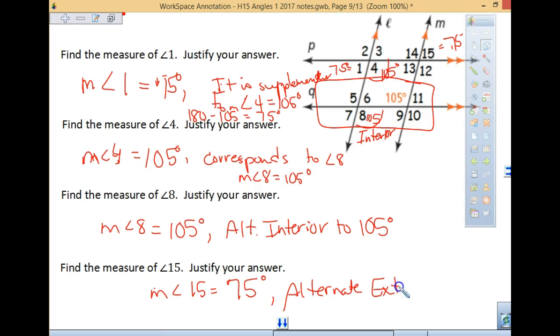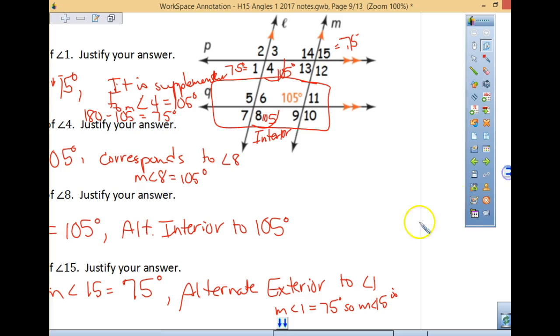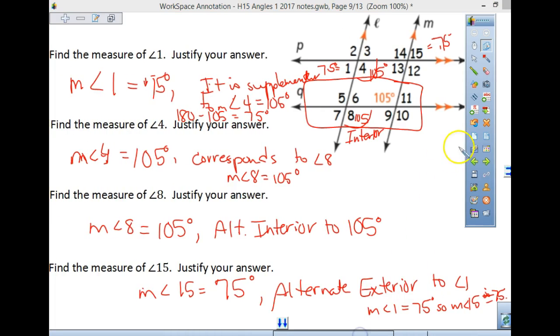So in some of your homework, I don't ask you to tell me why it is, but in this case, if they ask you to justify your answer, we're going to say alternate exterior to angle 1, and the measure of angle 1 equals 75, so the measure of angle 15 is 75. Questions on how you can go from 1 and find all of those?